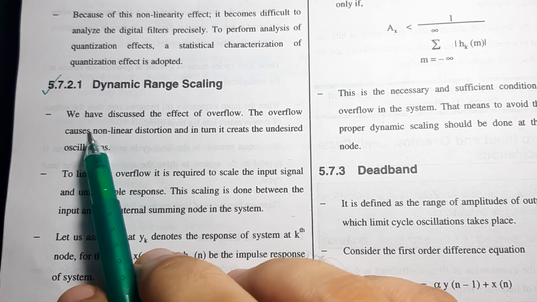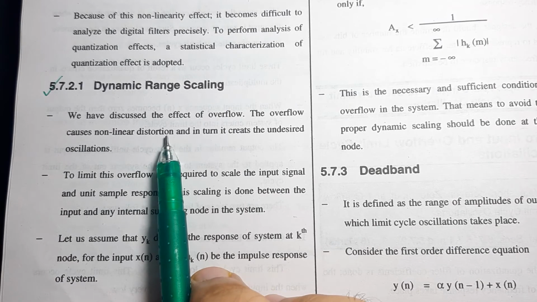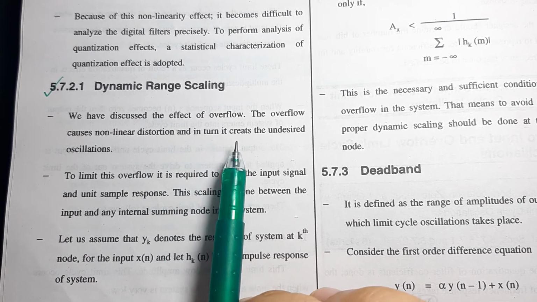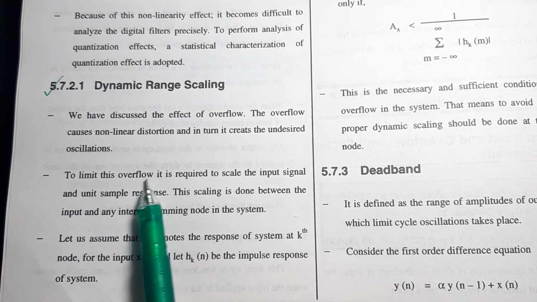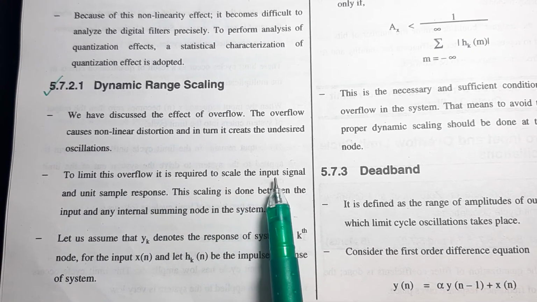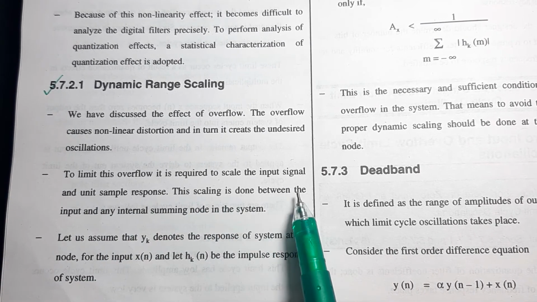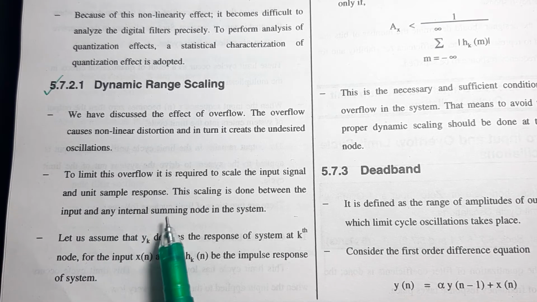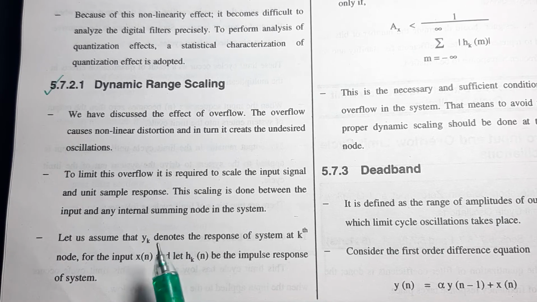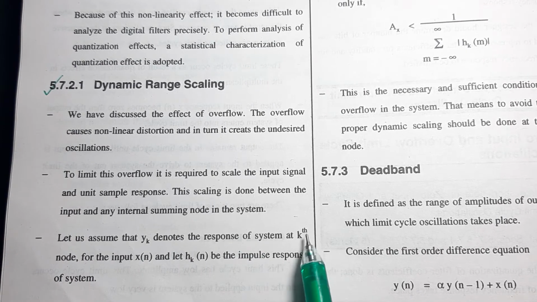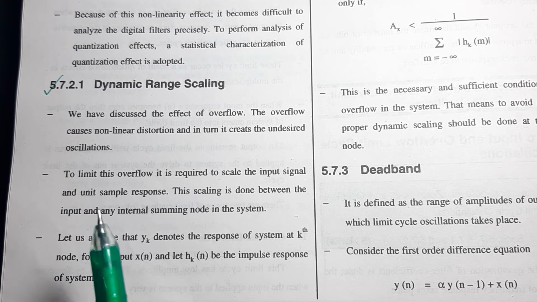Now what happens over here is we have discussed the effect of overflow. The overflow causes non-linear distortion and in turn it creates the undesired oscillation which we do not want. Now to limit this overflow, it is required to scale the input signal and unit sample response. This scaling is done between the input and any internal summing node in the system. Now let us assume that y_k denotes the response of the system at the kth node, that is at a certain node over here.